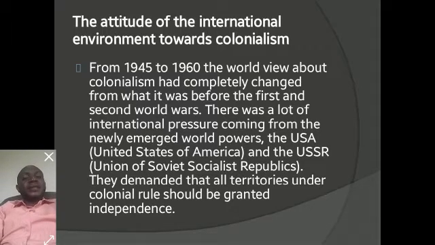That was clearly stated in the Atlantic Charter, where these two leaders, we have Franklin Roosevelt of America and Winston Churchill of Britain, talked about the fact that every nation or every people were free to choose the form of government under which they would like to live.